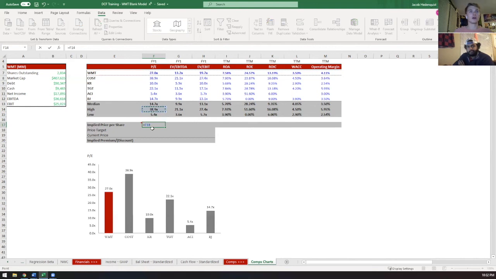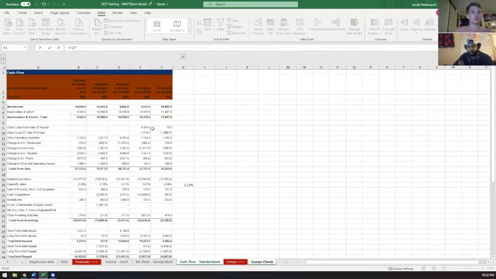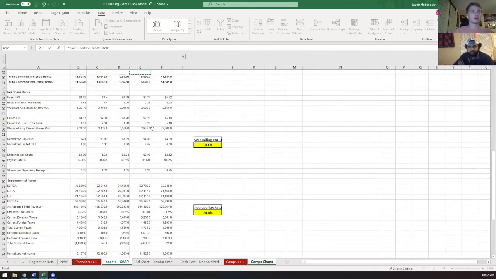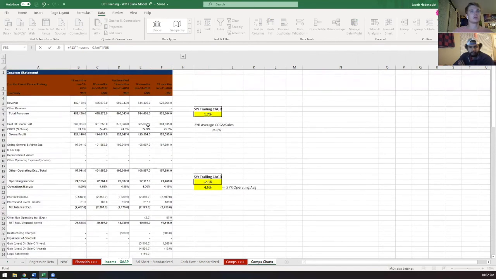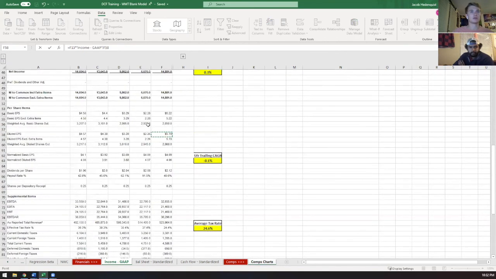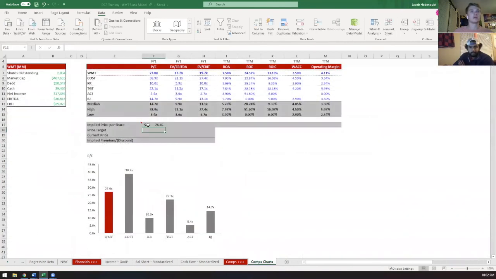Cool. So we're going to take our median PE and we are going to multiply this, go over to Walmart's income statement, my bad, by their diluted earnings per share. I believe this is the most recent year. Yeah, so that's the last 12 months. Hit enter. And that's going to get us our implied price per share using median PE multiple.